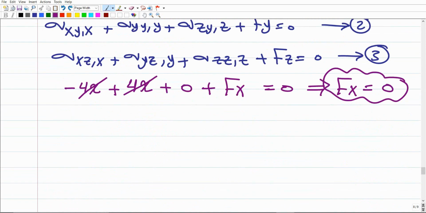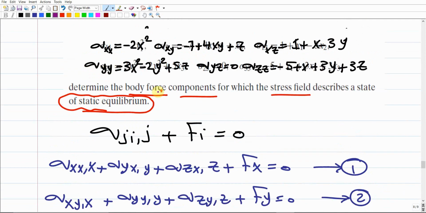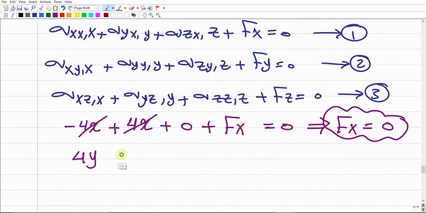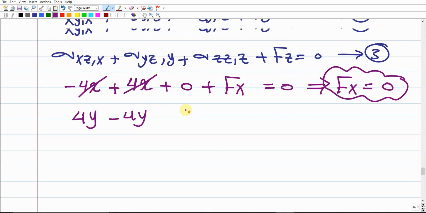So this is going to give us the 4y, this is the first term, plus the sigma yy comma y, sigma yy, which is this term. This is the sigma yy with respect to y. This is going to give us negative 4y because these 2 terms will be 0. So here at the end, the negative 4y. Again, these two terms will be cancelled.